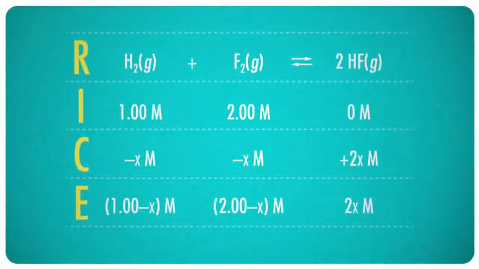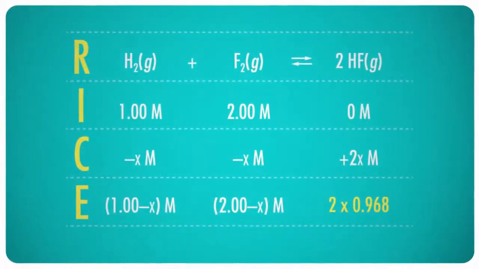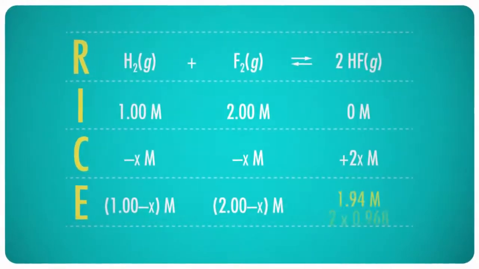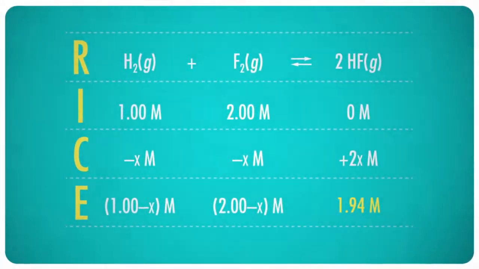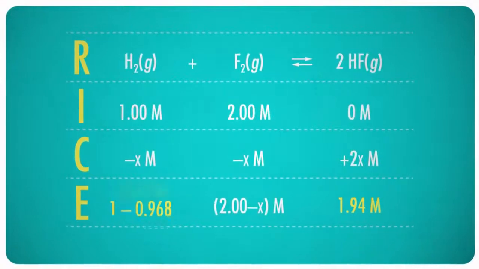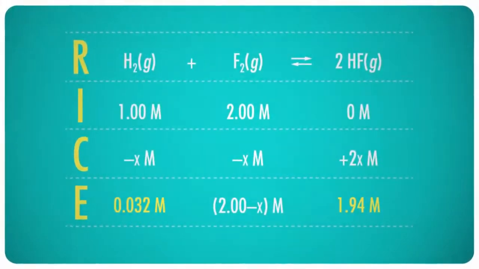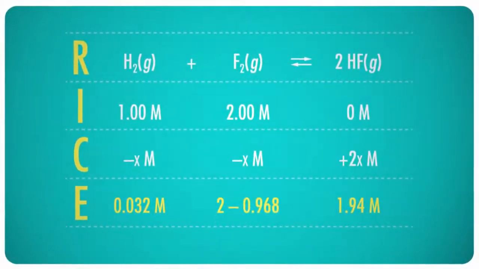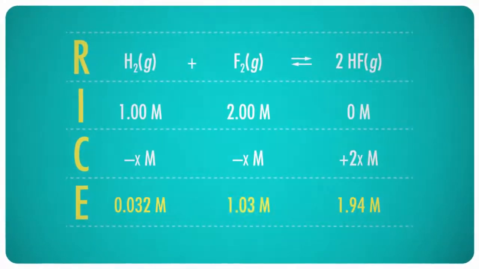Using that, then, we can calculate the actual equilibrium amounts for each substance. At equilibrium, under these specific conditions, the concentration of HF is 2X, or 2 times 0.968, which equals 1.94 molar. The concentration of hydrogen will be 1 minus 0.968, or 0.032 molar, and the concentration of fluorine will be 2 minus 0.968, or 1.03 molar.